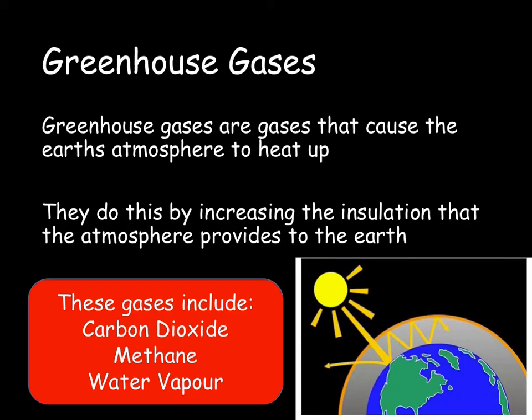So what are greenhouse gases? Well, simply, greenhouse gases are gases that cause the Earth's atmosphere to heat up. They do this by increasing the insulation that the atmosphere provides to the Earth. The gases included in the greenhouse gases are gases like carbon dioxide, methane, CH4, and water vapour.